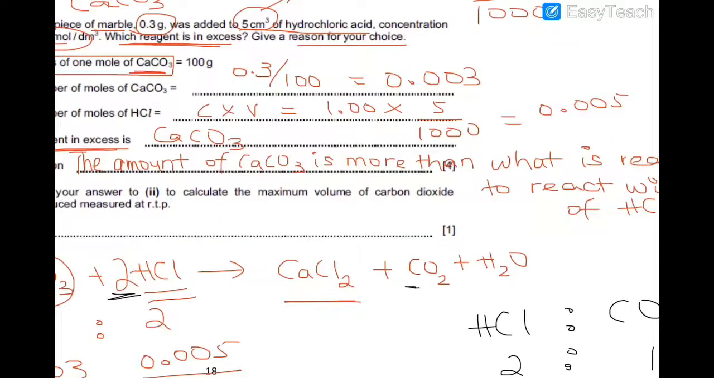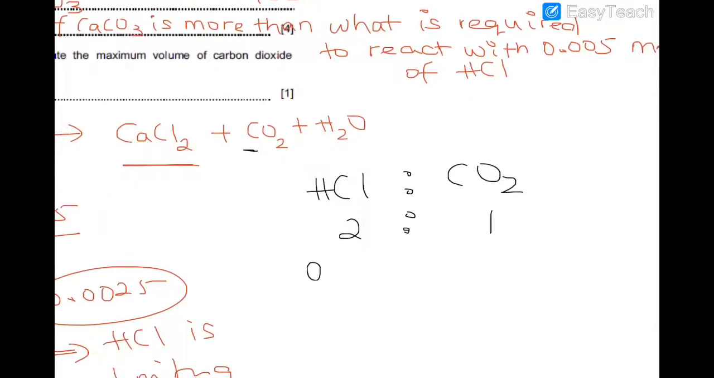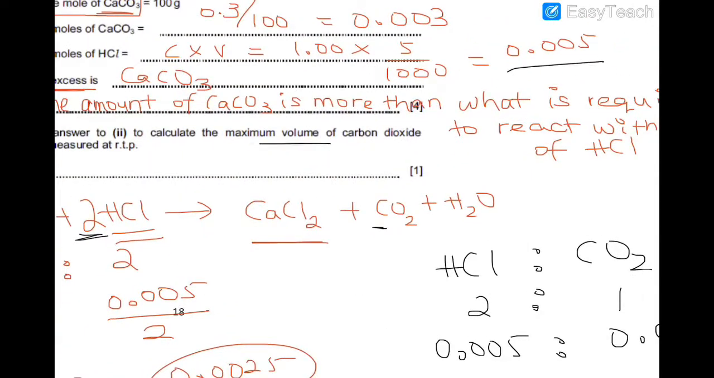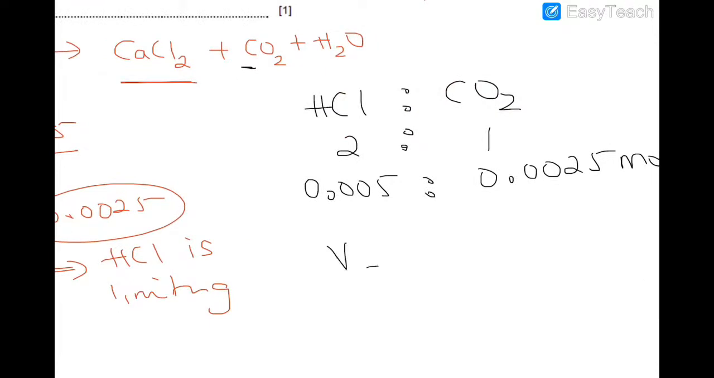And I have 0.005 moles of HCl. This will react to give 0.0025 moles of carbon dioxide. So this is moles. The question is asking me for volume. Volume is number of moles times 24.